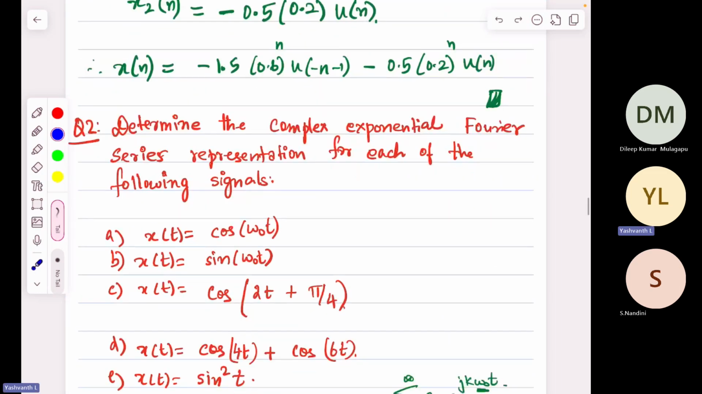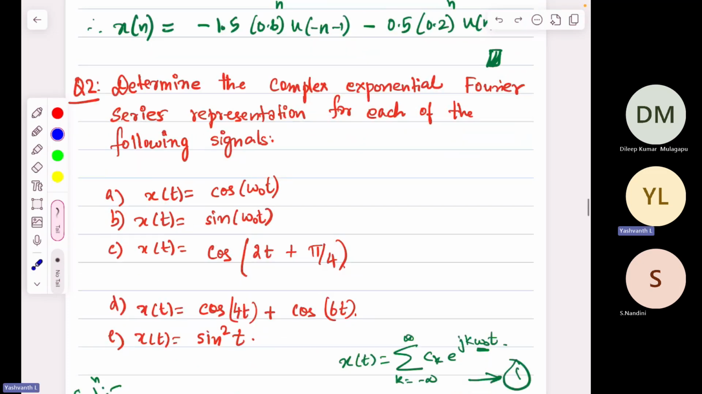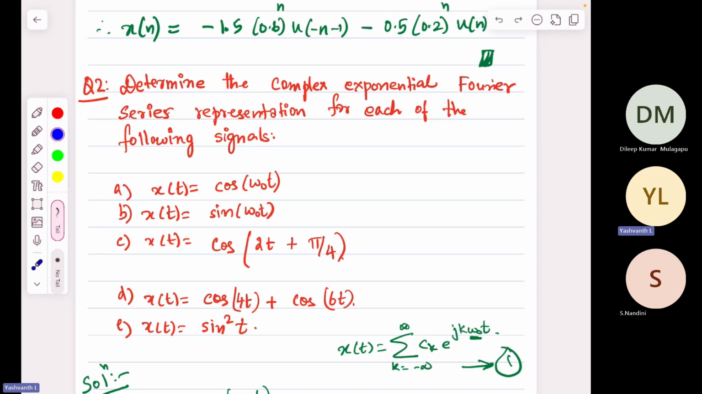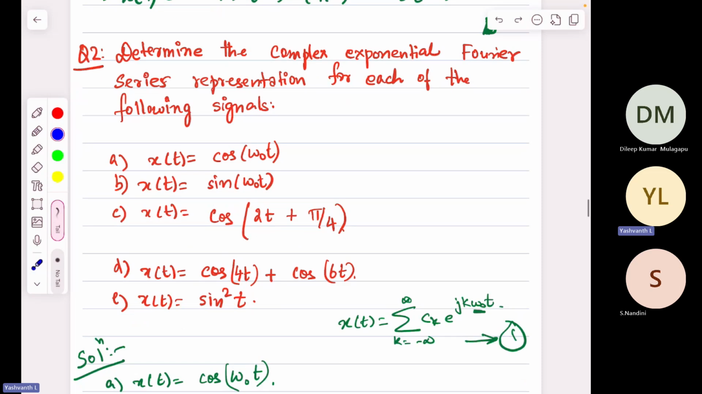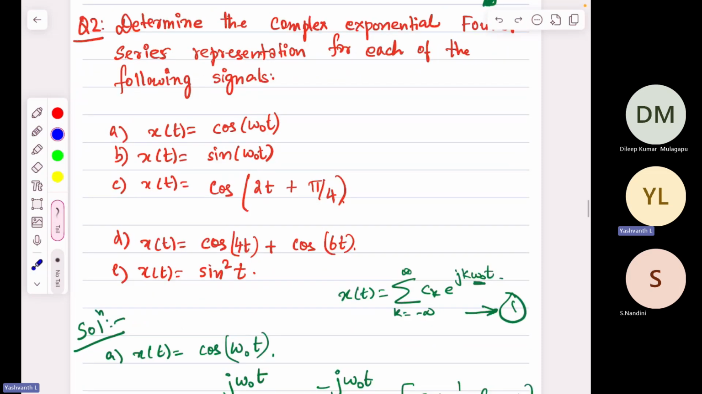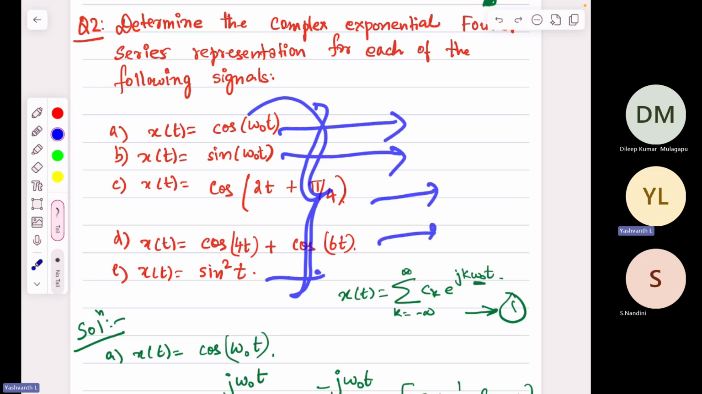Now we will start the next question on determining the complex exponential Fourier series representation. Okay, the first question is, I'm given these. So you see, I'm giving a set of five signals. I'm asking what is the Fourier series for each of these signals. How to find the Fourier series? That's the question that I'm asking now.